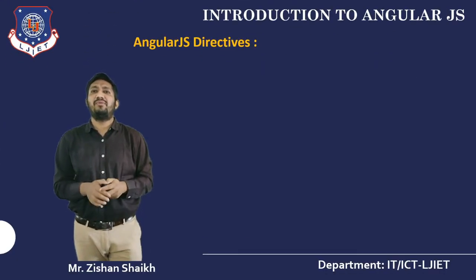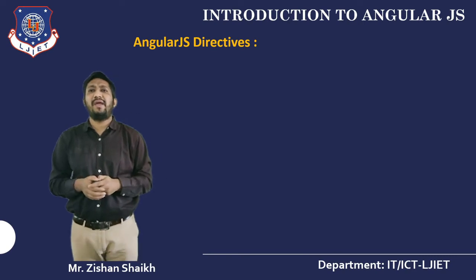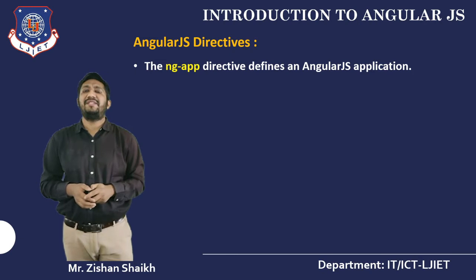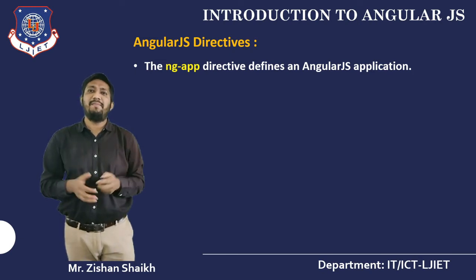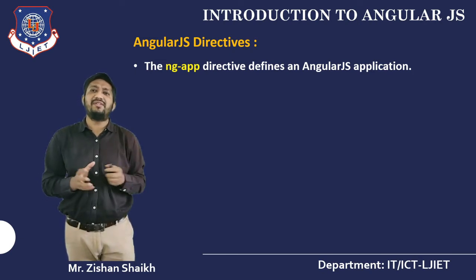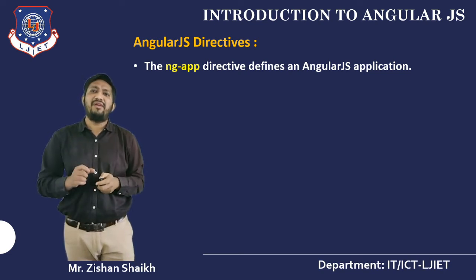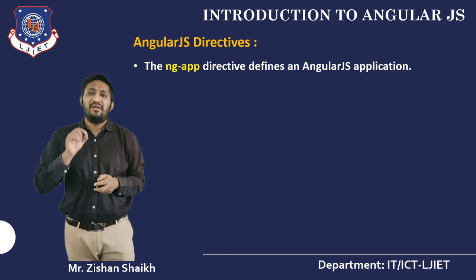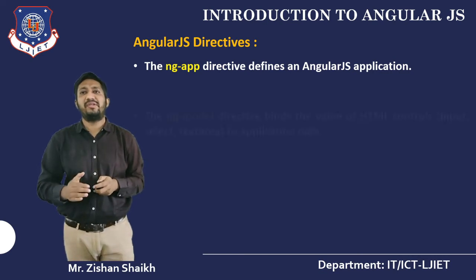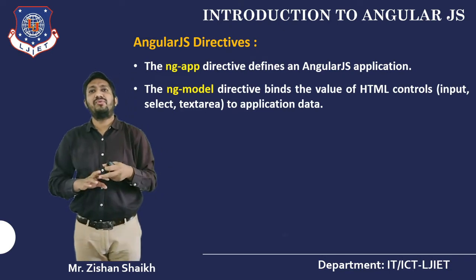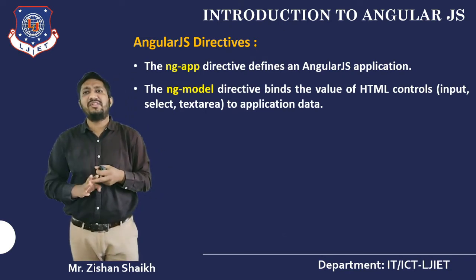Now we are moving to the basic directives that will be helpful to write your AngularJS code. From that, the first one is the ng-app directive. ng-app defines the whole AngularJS application. When we write ng-app, your browser understands that this is the code of AngularJS, because in the browser you are writing HTML code, CSS code, normal JavaScript code, and AngularJS code.